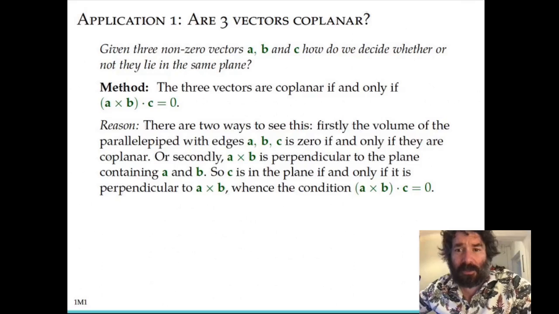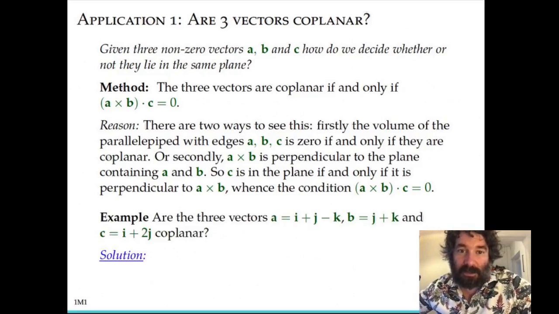Or you can also think geometrically that A cross B would be perpendicular to the plane containing A and B. And so if you take the dot product then with C, that's 0 exactly when C is in the same plane as A and B. They're all coplanar. So both of these explain why this is a condition for three vectors to be coplanar.